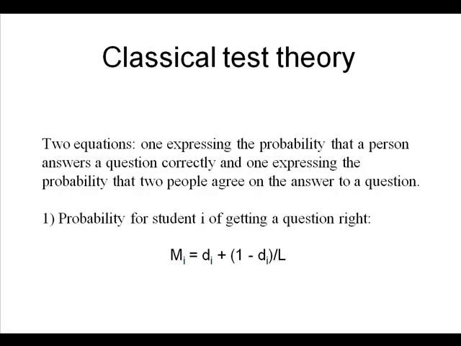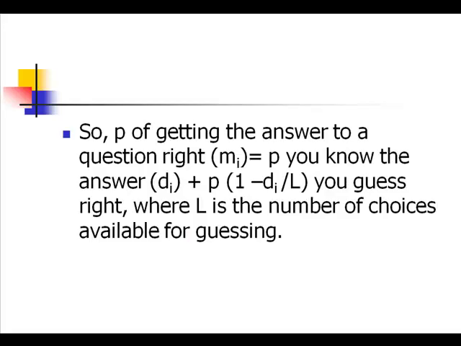Hold this in mind. This is classical testing. This test you've taken all your life. Probability of getting the answer to a question right: you know the answer, or you guess, adjusted for the number of possible choices. So in a true-false test, the probability is 0.5. You know, multiple choice test with 5 answers, there's 0.2, right?